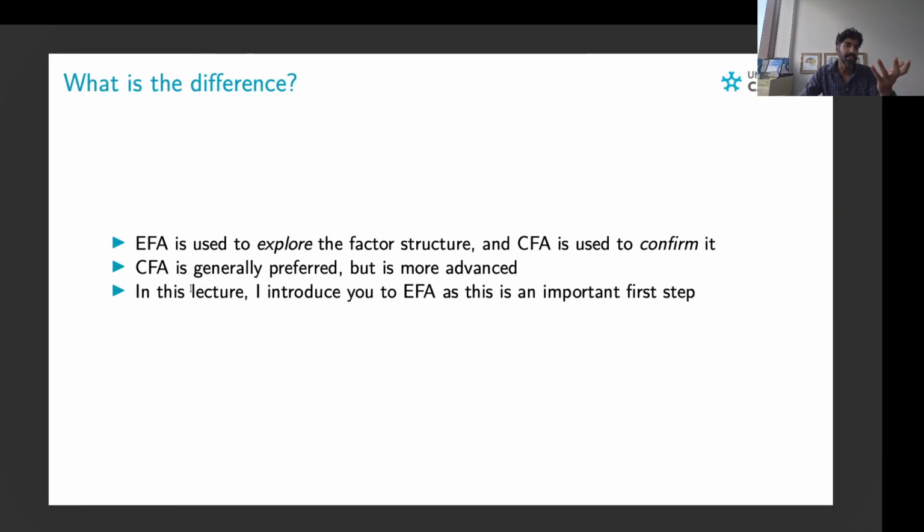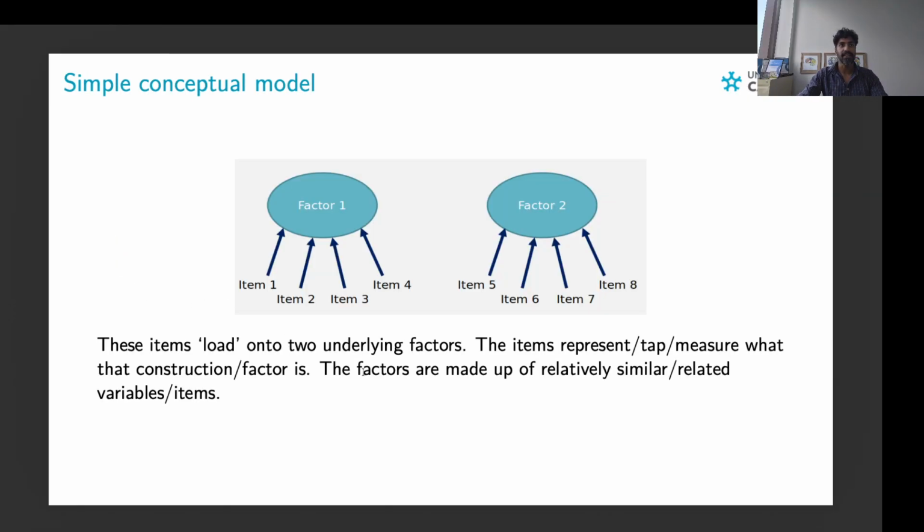So what's the difference? EFA explores the data structure, and confirmatory factor analysis confirms the data structure. Confirmatory factor analysis is what's used more commonly these days, but it's a little bit more advanced. The purpose of this lecture and this course is introducing you to exploratory factor analysis, because this is an important first step. Then if you're interested further, you can look into confirmatory factor analysis, and the principles of it allow you to understand this.